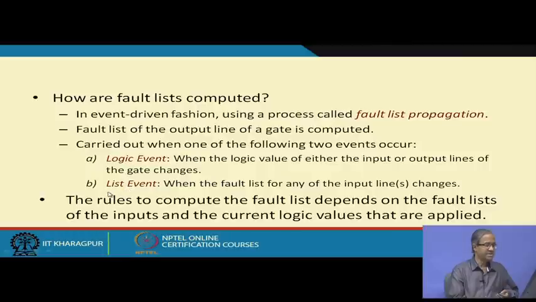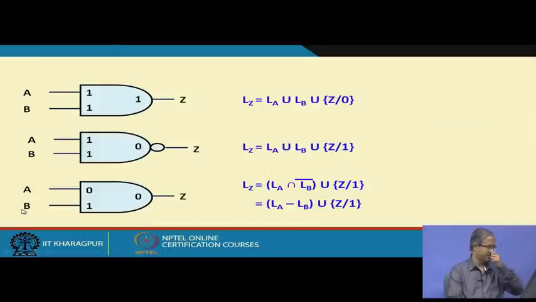A list event means maybe the input values have not changed, but one of the input fault lists has been modified, when the fault list for one or more of the input lines changes. Depending on this, if there is an event, we compute the fault list of the output. If there is no event, we can simply skip that gate. The rules for computation will depend on the input values, like I shall show with some examples.